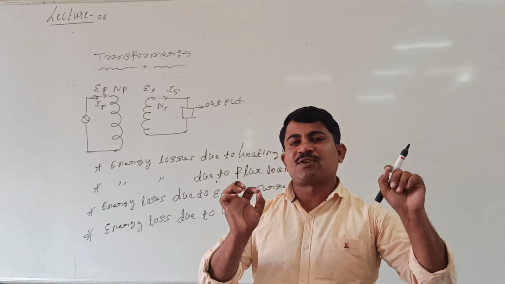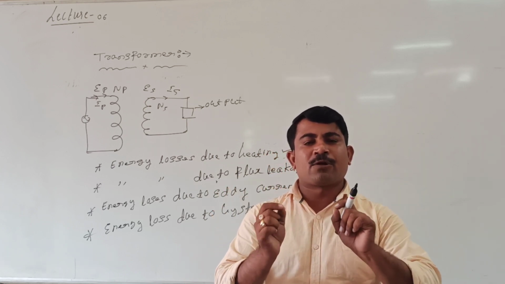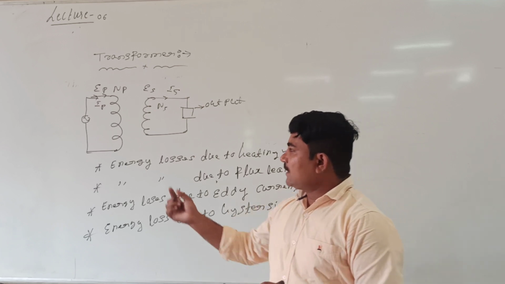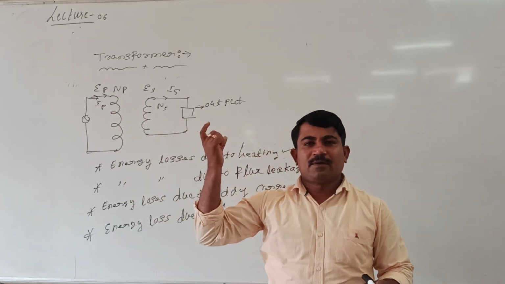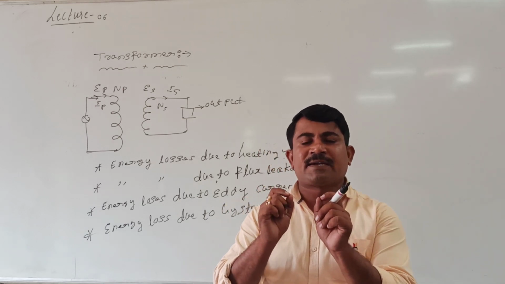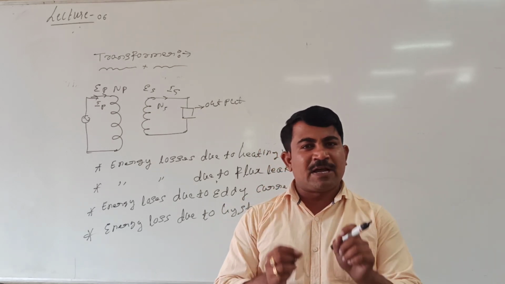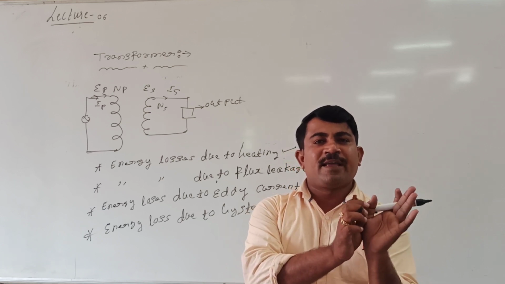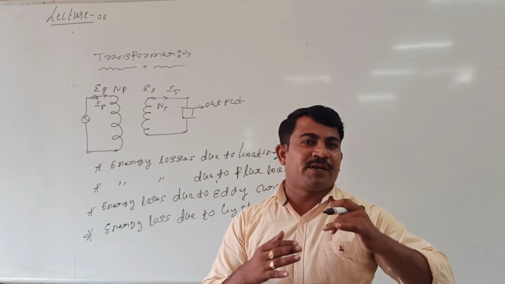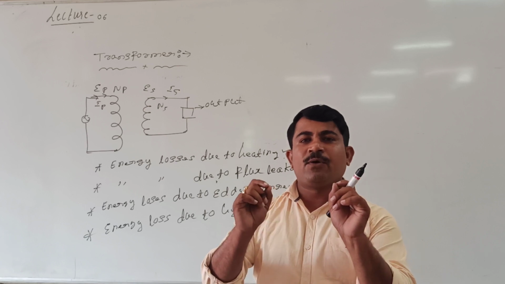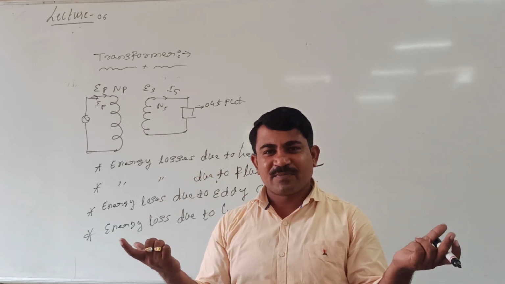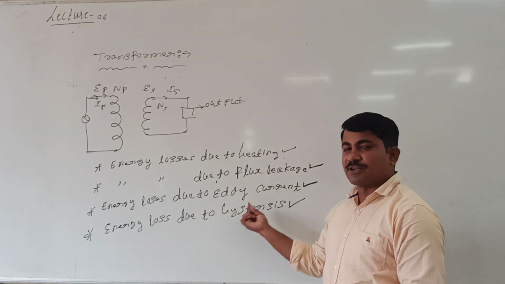Transformer consists of a soft iron core. On the soft iron core, the primary coil and secondary coil are wound. Whenever alternating voltage is applied, the soft iron core is magnetized and demagnetized. We know the hysteresis curve. During the hysteresis curve, what happens? The ferromagnetic material undergoes magnetization and demagnetization. When it undergoes magnetization and demagnetization, energy is lost. That loss is what we call hysteresis loss.